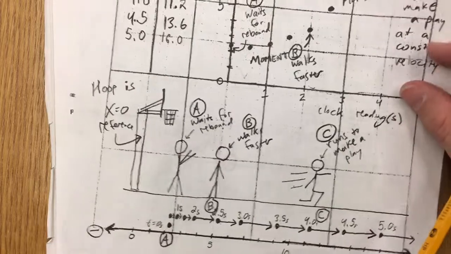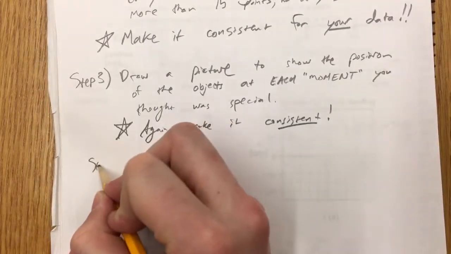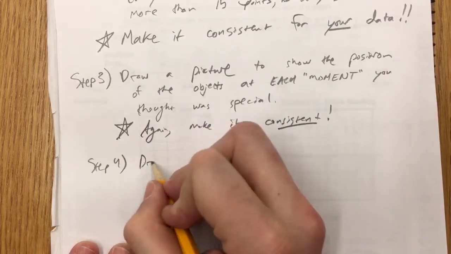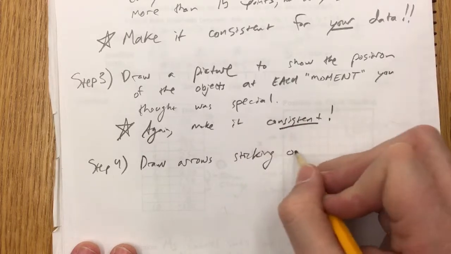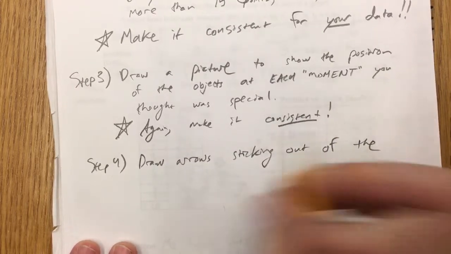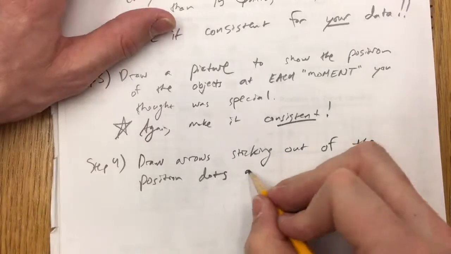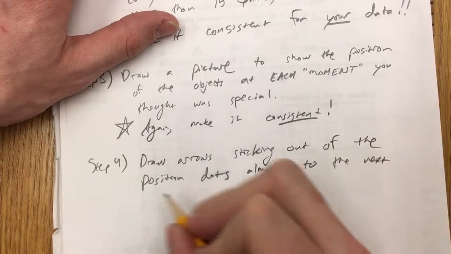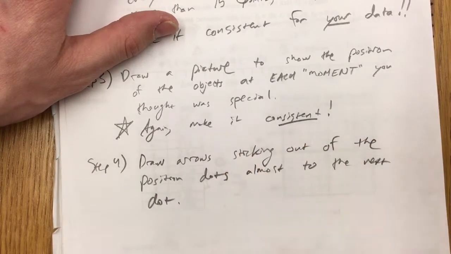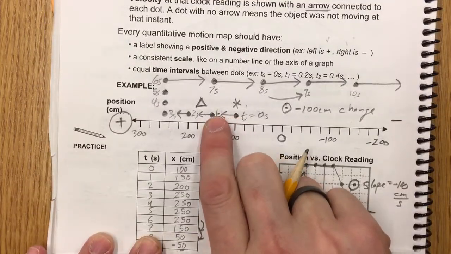The last step that you're going to do here, after you draw the pictures and everything, and after you make little labels, the last step, I forgot to write here, step 4, is to draw arrows sticking out of the position dots. Almost to the next dot. These arrows are what we see here. Arrows sticking out of the dot, almost reaching the next dot.